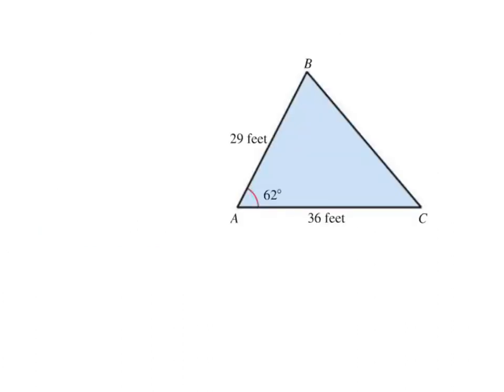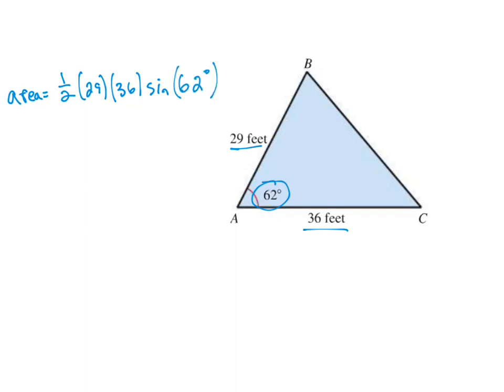So let's find the area of this triangle. We have two sides, 36 feet and 29 feet, and then we have an included angle. So the area is 1/2 the first side times the second side times sine of the angle. We're just going to type that into the calculator. Make sure the calculator is in degree mode. And I get 460.9, in feet, about. All right, so that's about as easy as it gets right there.